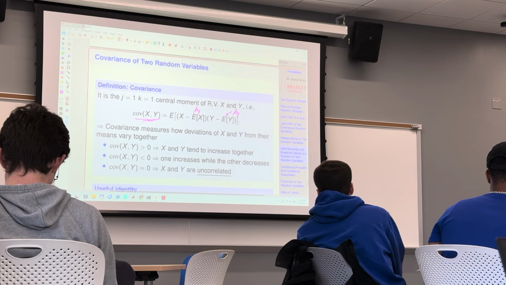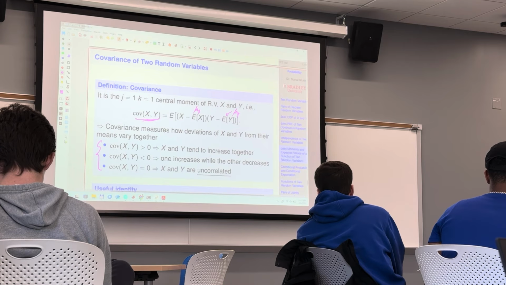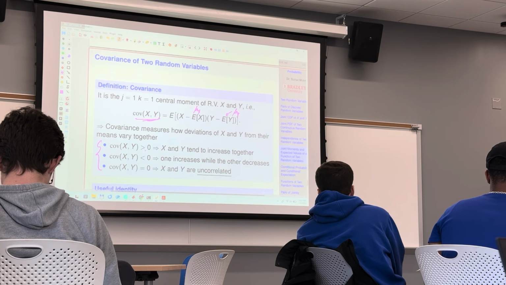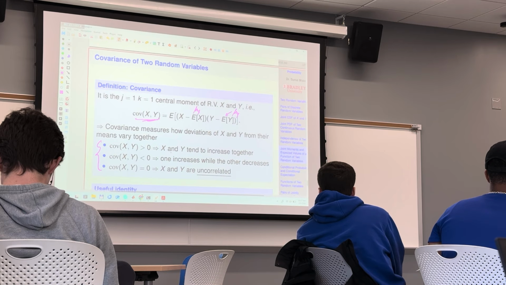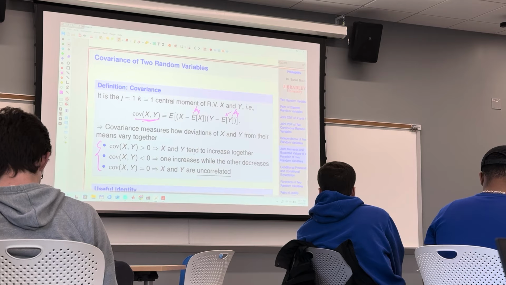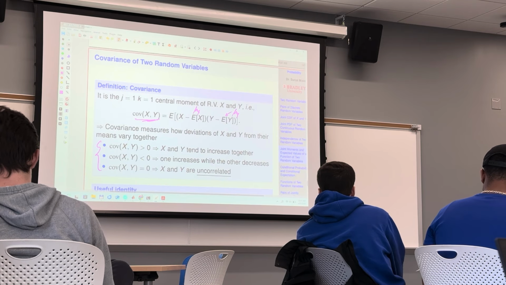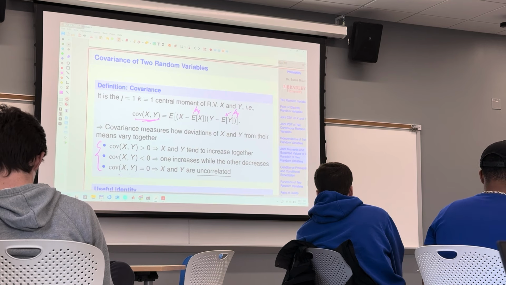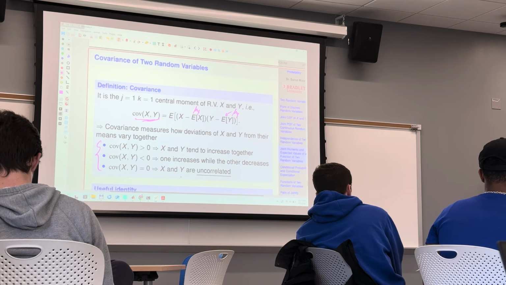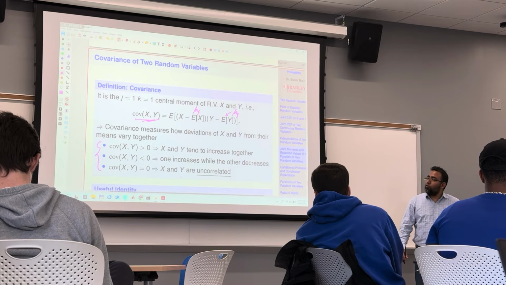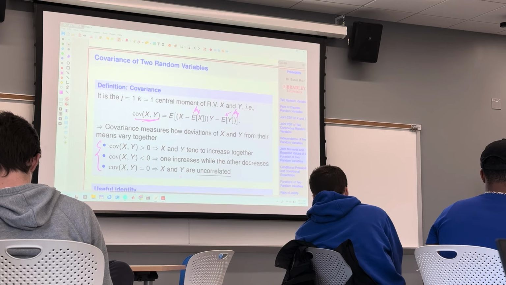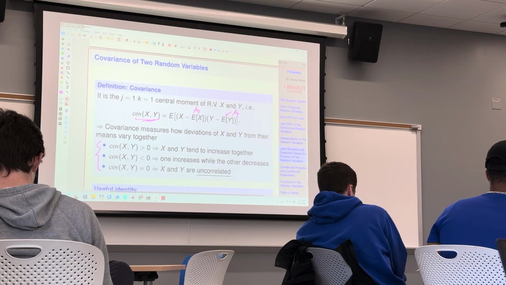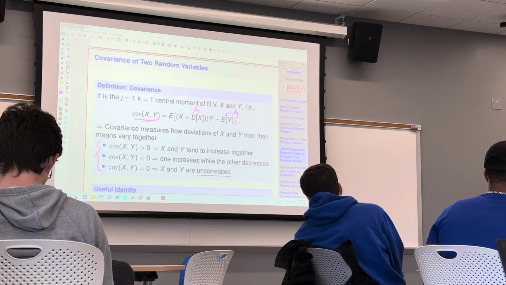Now I actually gave some conditions here. If the covariance of x, y is greater than 0, then x and y tend to increase together. If covariance is less than 0, one increases while the other decreases. If the covariance is 0, which means that covariance of xy equals 0, then x and y are uncorrelated.